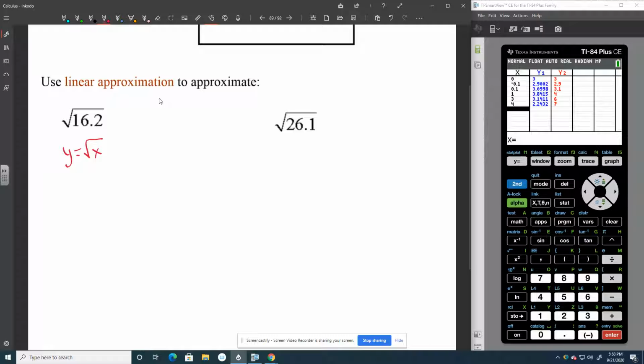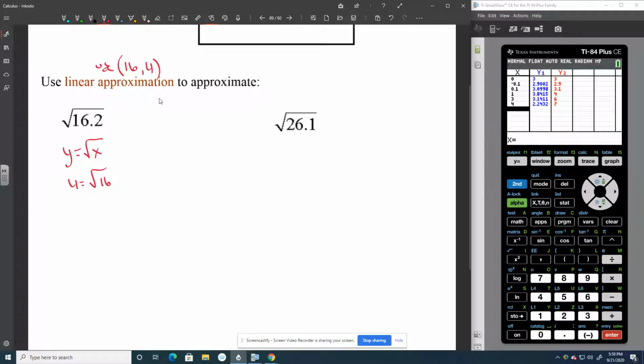But instead of plugging in 16.2, I'm going to plug in something that I know the square root of. I'm going to use the point 16, because I know that the square root of 16 is 4. So if my function is y equals square root of x, I get 4 when I plug in 16. Okay, so that gives me my point.